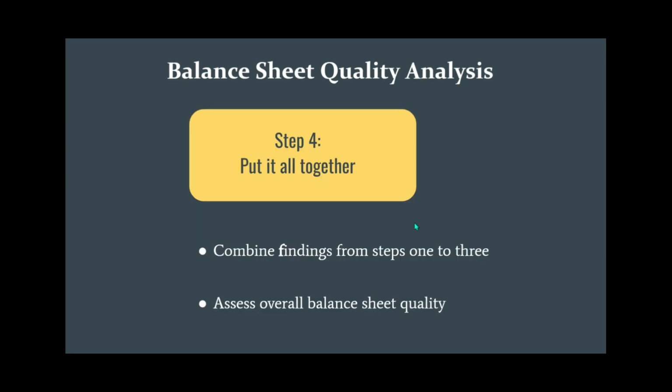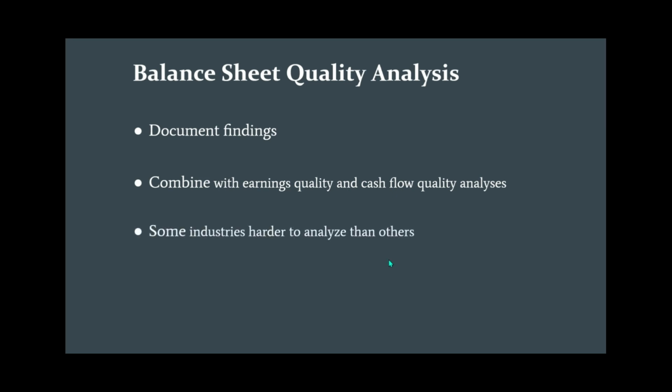And that takes us to the final step for balance sheet quality analysis, where we put it all together. Similar to the earnings quality analysis, you combine your findings from steps 1 to 3, that is asking the relevant questions, performing your common size analysis and your ratio analysis. And you combine the findings to assess the overall balance sheet quality. So you document your findings, combine your findings with the earnings quality and cash flow quality analyses, and some industries are harder to analyze than others.